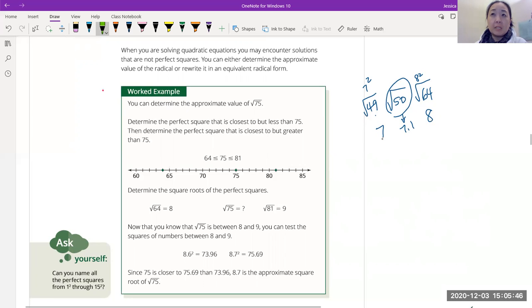So the square root of 49 is 7, and the square root of 64 is 8. And notice that 50 is in between 49 and 64. So we know it's somewhere in here. So we know it's going to be 7 something, right?